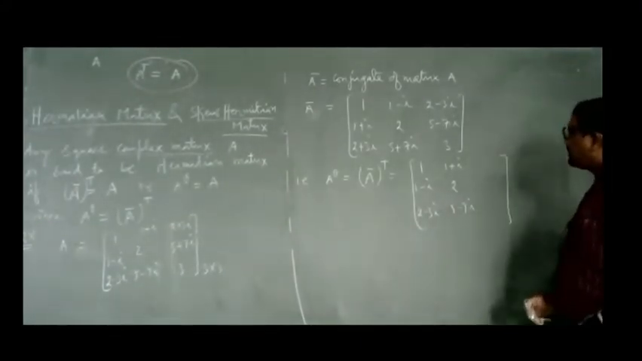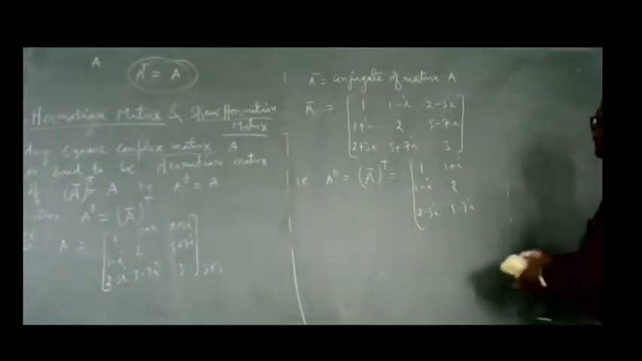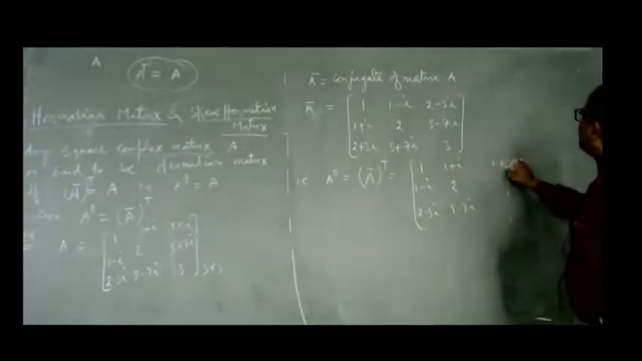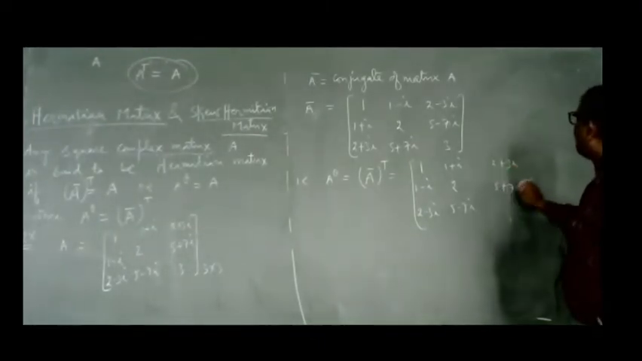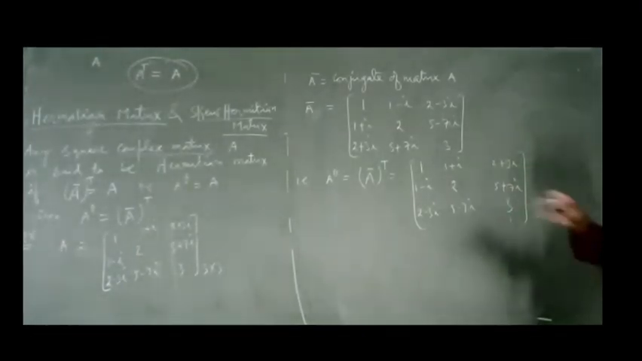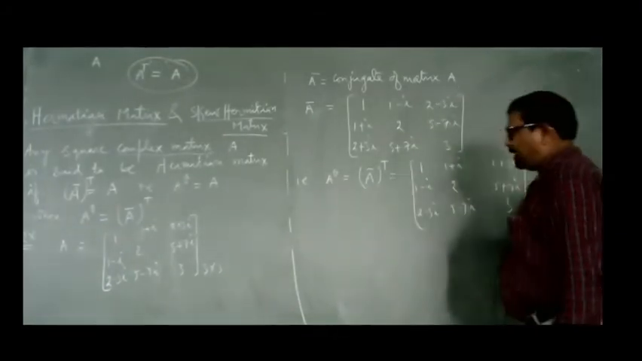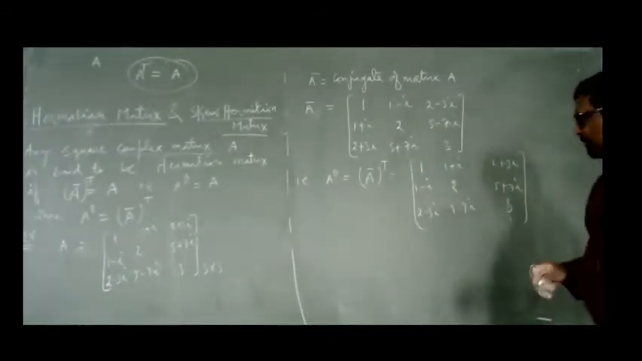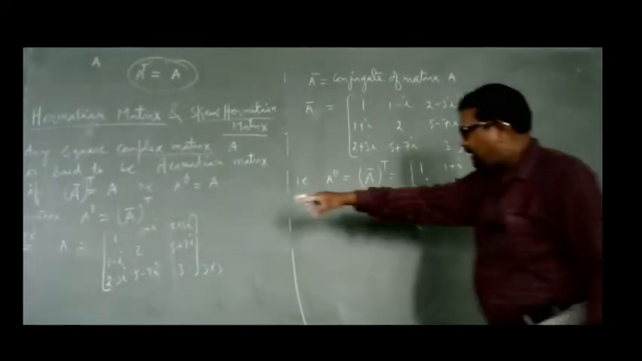When we interchange the third row into third column, you will get 2 plus 3i, 5 plus 7i, and 3. Look at the matrix you have taken. If A to the power theta becomes equal to A, then this matrix is said to be a Hermitian matrix. Compare this with the given matrix A.